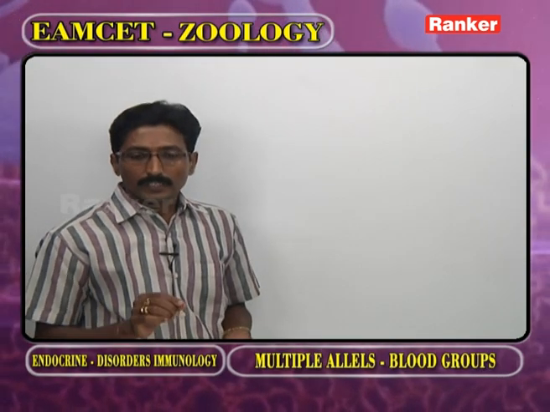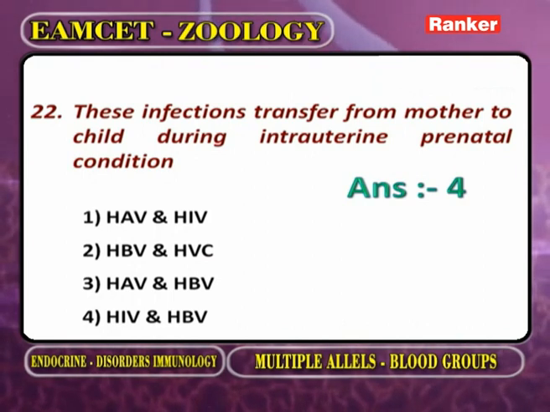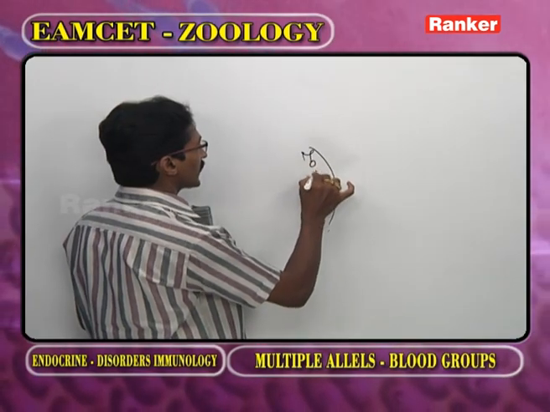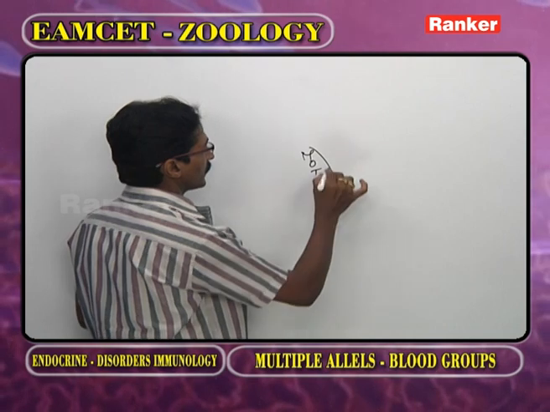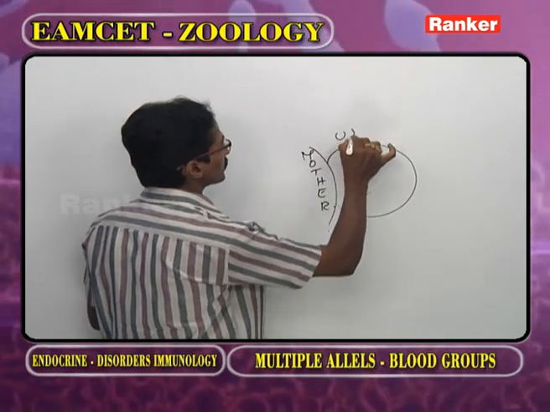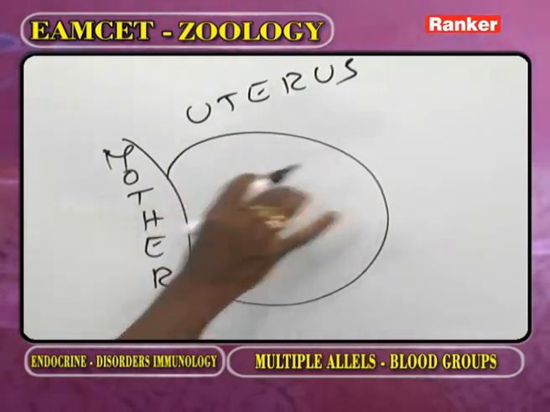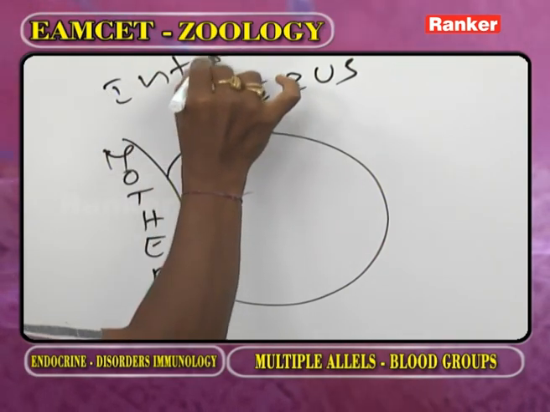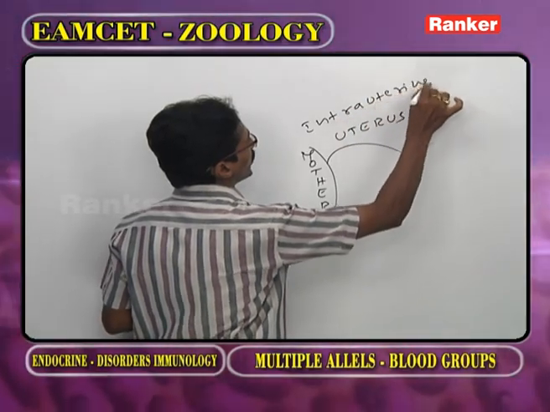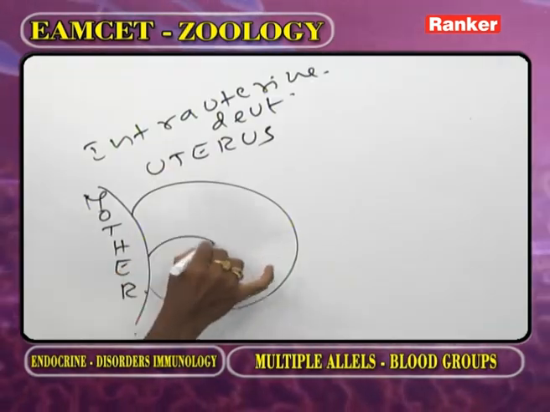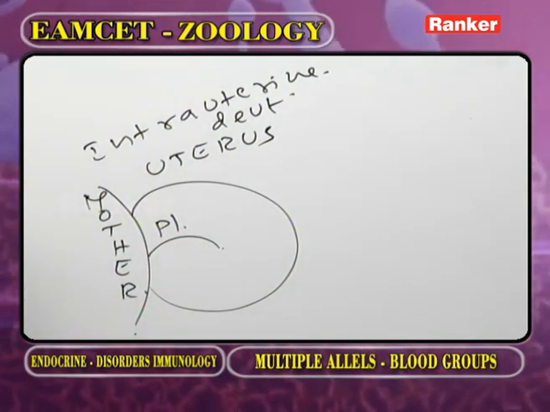The next question. These infections transfer from mother to child during intrauterine parental condition. Now this is the body of the mother. This is the mother's uterus. Inside the uterus the baby develops, so called intrauterine development. Now in the mother's uterus, this part we call PL, meaning placenta.